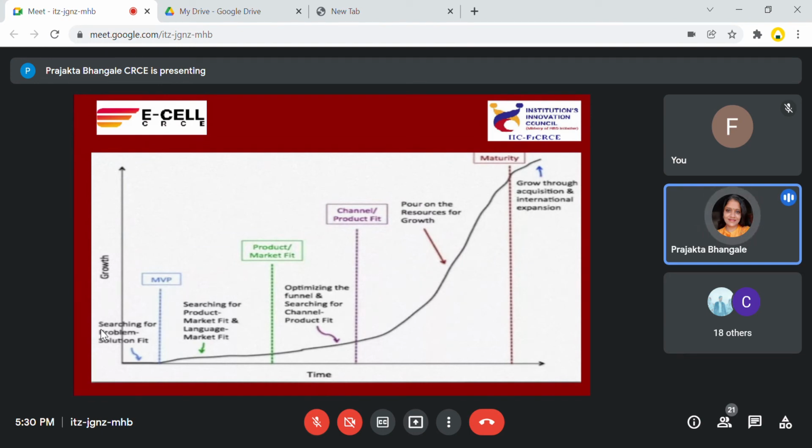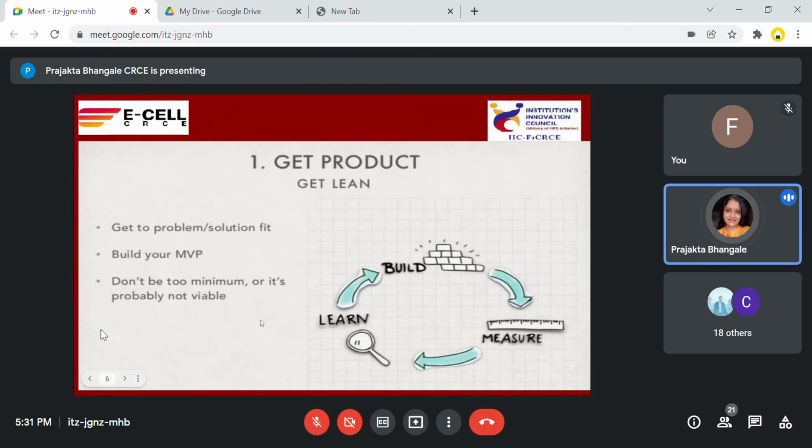So all these steps one by one we are going to see. Just for your understanding, this diagram has been displayed over here. We'll go for the next thing. Yeah, first thing is what? Get product. That is my first thing. Get to problem and solution fit.